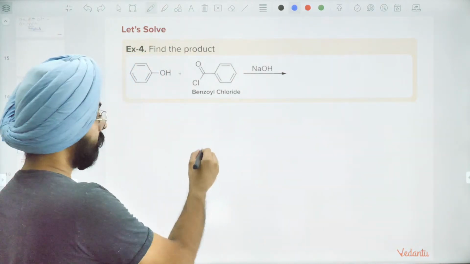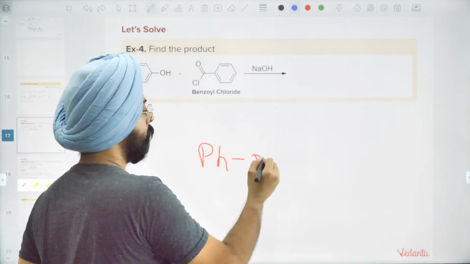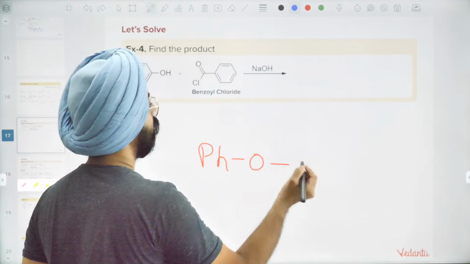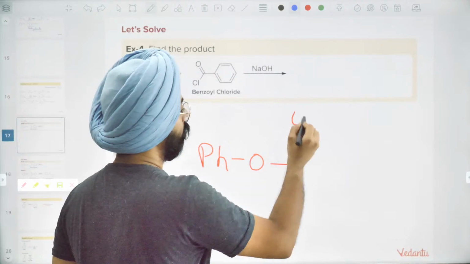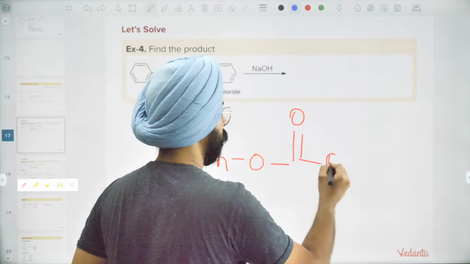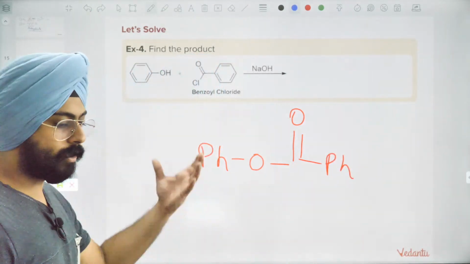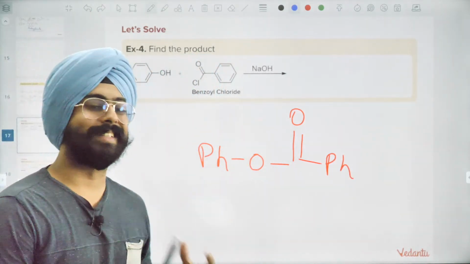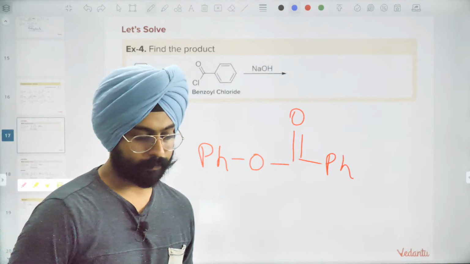Esterification will happen. You will get a very beautiful ester that looks something like this. PhO, double bond O, again a Ph. Yes, very simple esterification reaction. A specific example of that is taken over here.